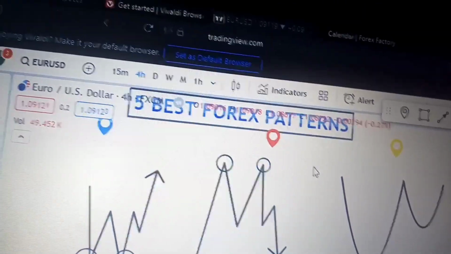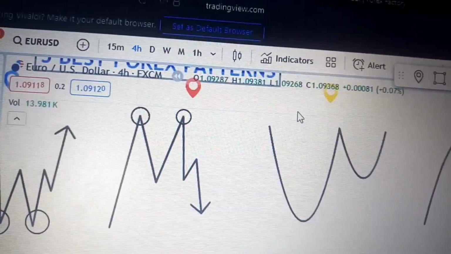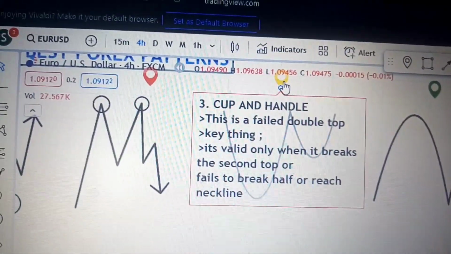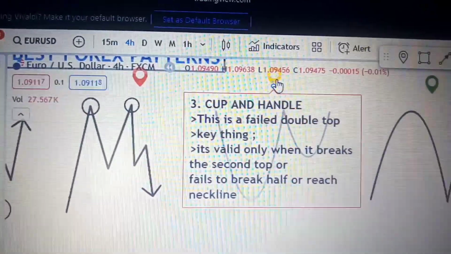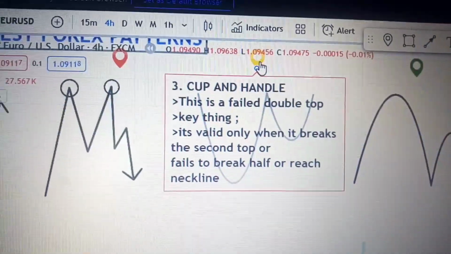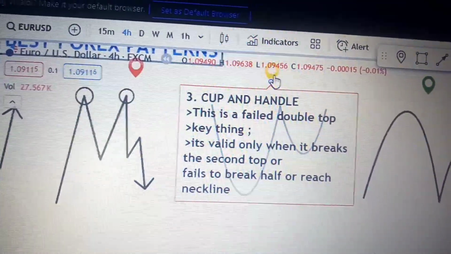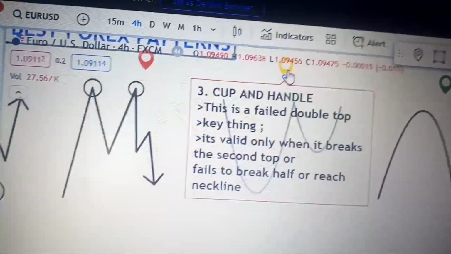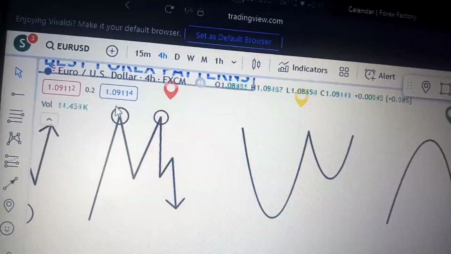Now the next pattern that you have to understand, you see, they're so easy. As long as you understand the first one, then you'll know how the second works. The third pattern is called cup and handle. Now I love cup and handle because this is where it is a failed double top, and it is valid when the second top is broken, or it fails to break the half or reach the neckline. What do I mean? This is what I mean.